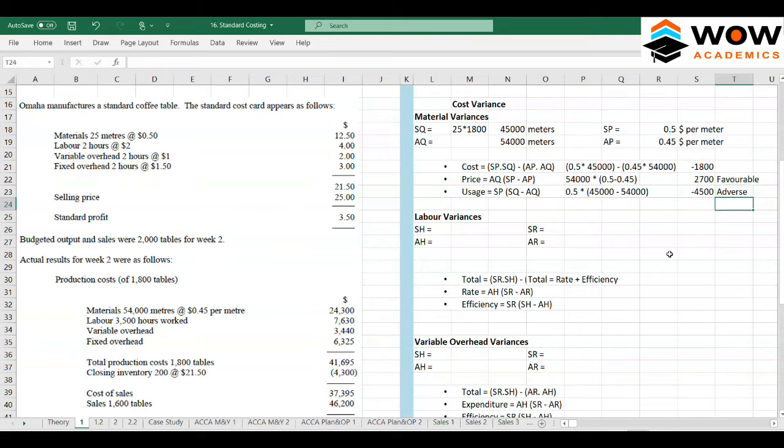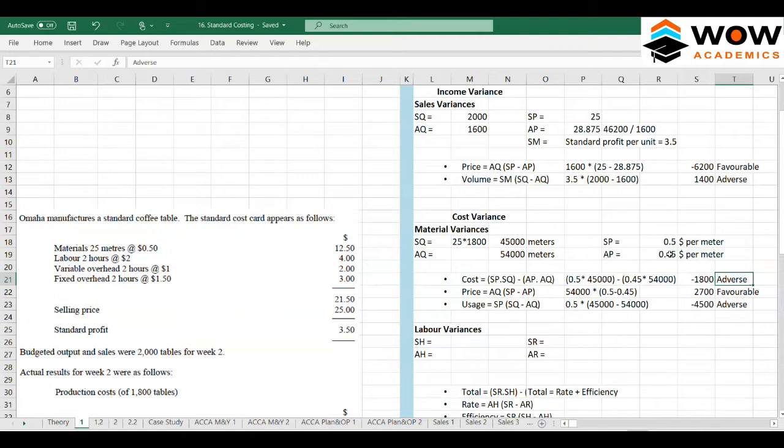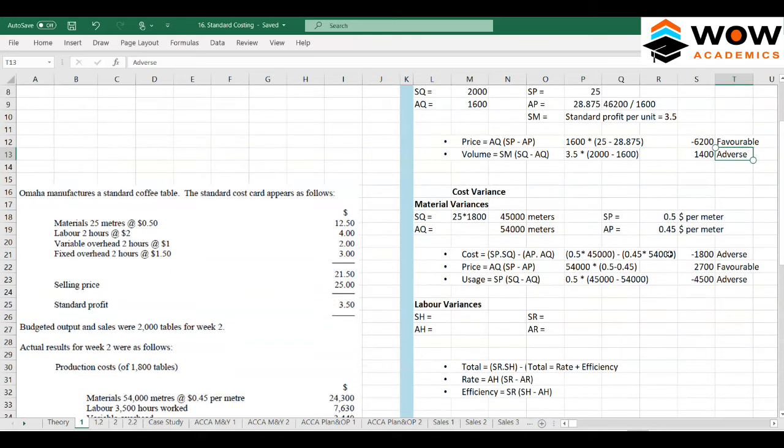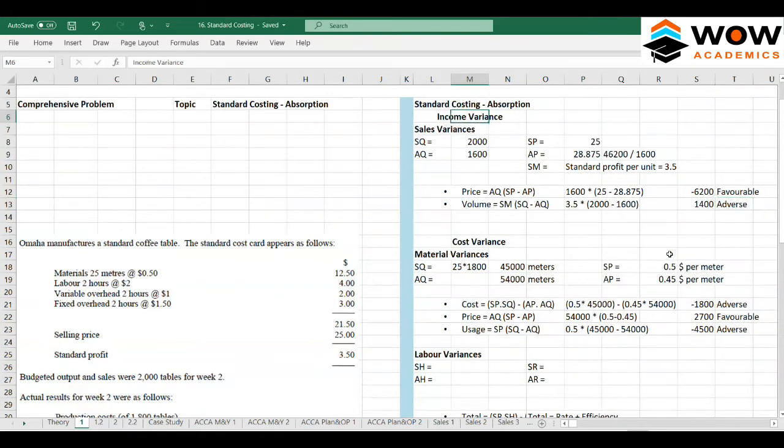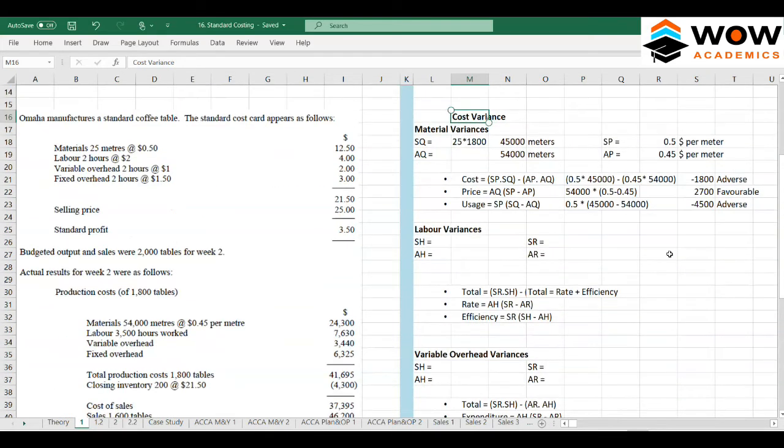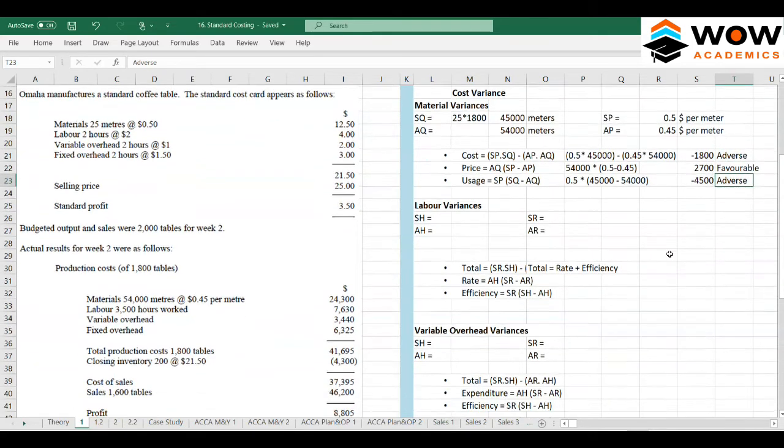If a minus is adverse in these variances, here also it is adverse. Do not confuse yourself with this minus plus and this minus plus. Always look at the logic of it and then work it out. This is about income variance, so it will be opposite to what we compute in the cost variances. So be careful with that. If you get the adverse and favorable meanings wrong, then you will lose marks.